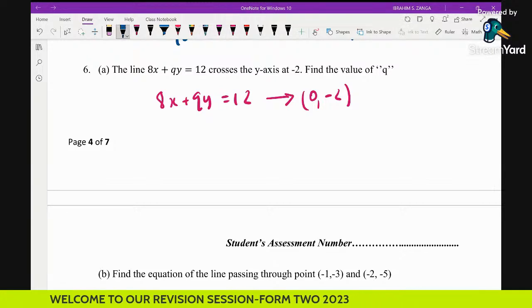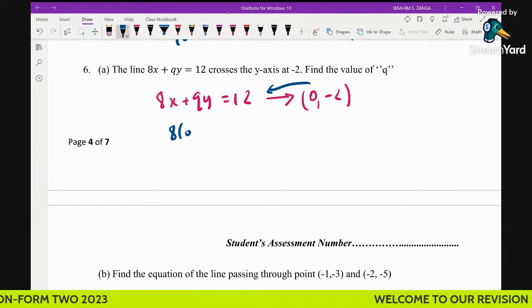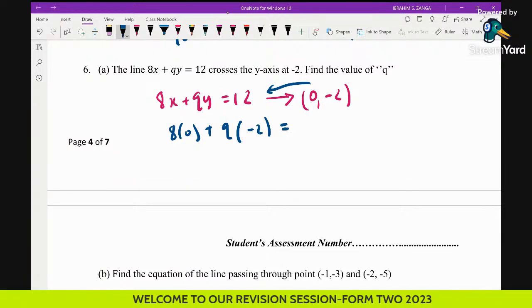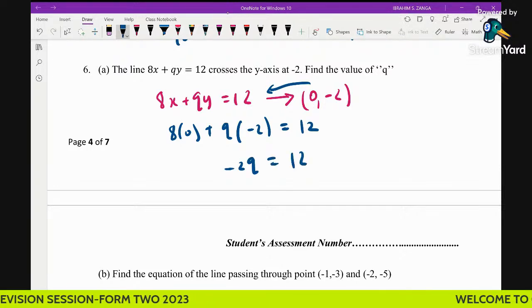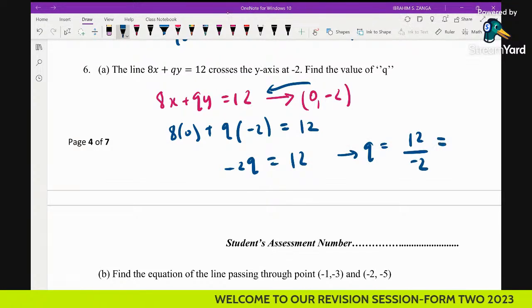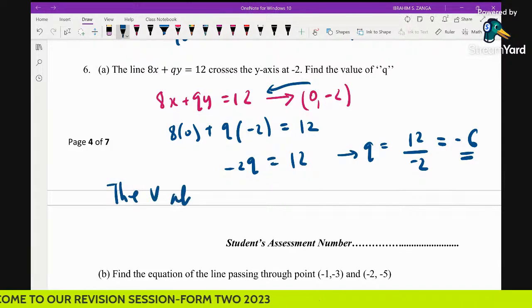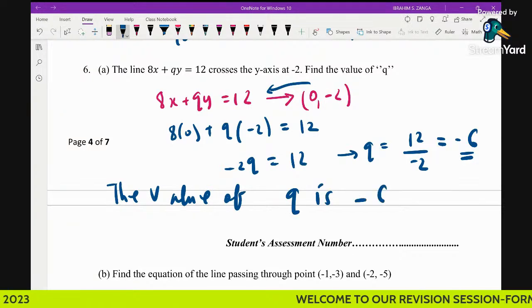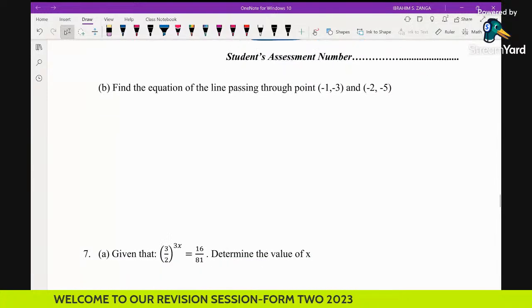So we're going to substitute this point into this equation. So you have 8 times 0 plus q times -2 equals 12. -2q equals 12. It means q is 12 over -2, you get -6. So the value of q is -6, dear students. You go to question number 6b.